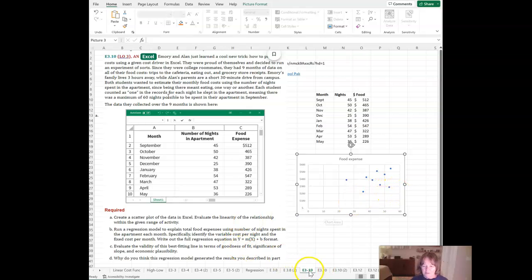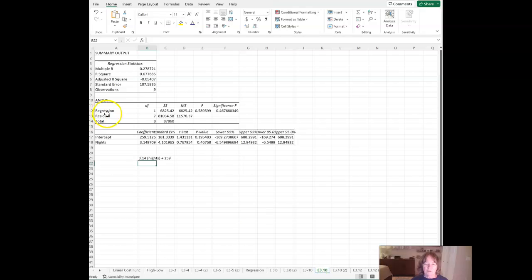Okay, so let's see what else we can get out of the output. Probably the most important thing is the R-squared. And the R-squared tells us that this graph explains nothing. It only explains 7% of the variance. One of the other things that we haven't talked about here that's really important is that our numbers are low. We've only got 9 observations, and you need more observations than that to draw any conclusions.